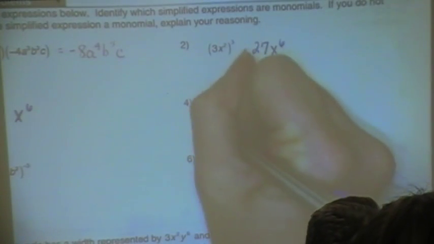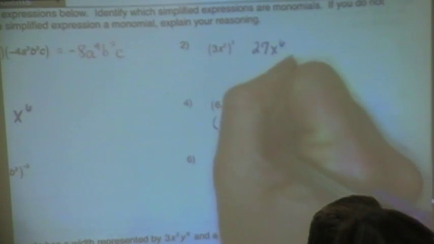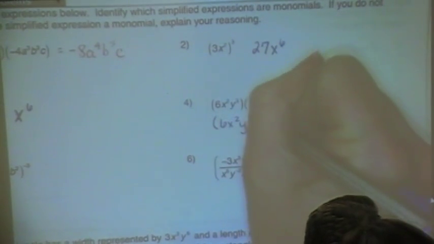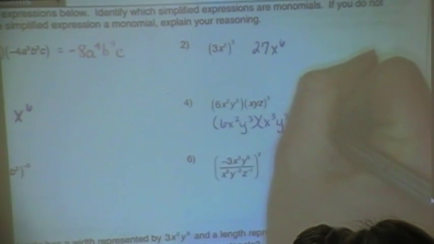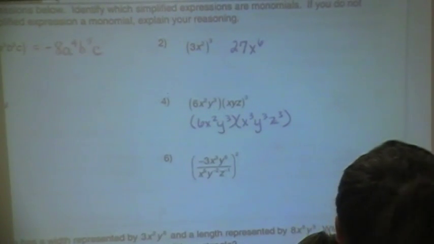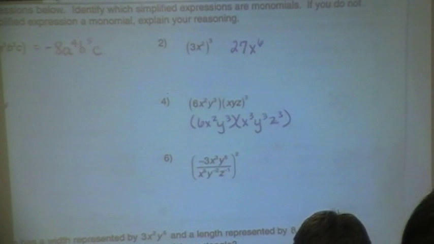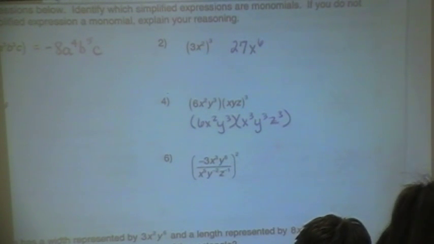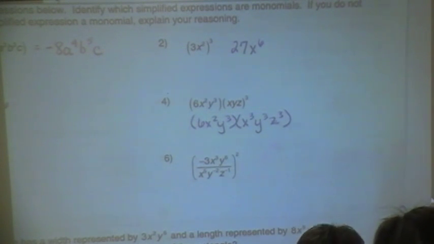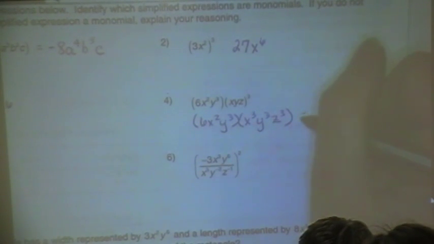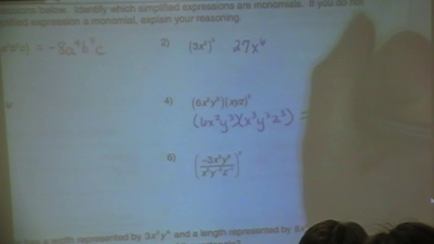So I'm going to rewrite my problem as 6x squared y cubed. I didn't do anything to that. But I'm going to rewrite this as x cubed y cubed. All right, now it's just a multiplication problem. So I'm multiplying my coefficients, because that's the operation. 6 times 1 is 6. And what am I doing with my exponents? Adding them.